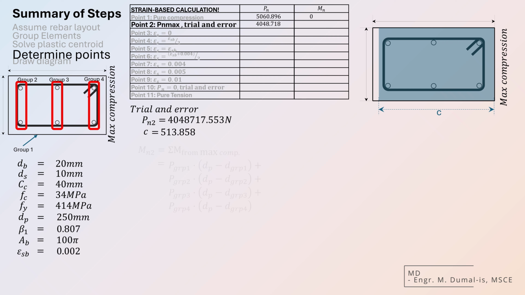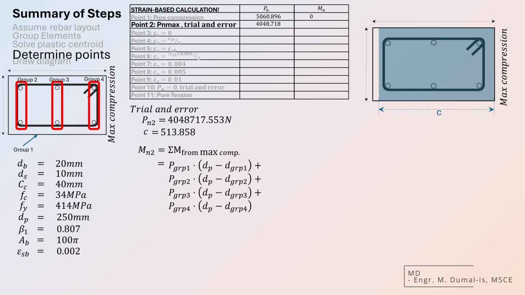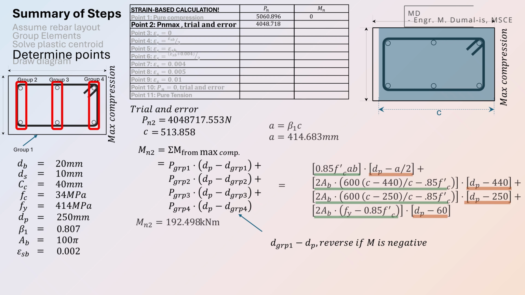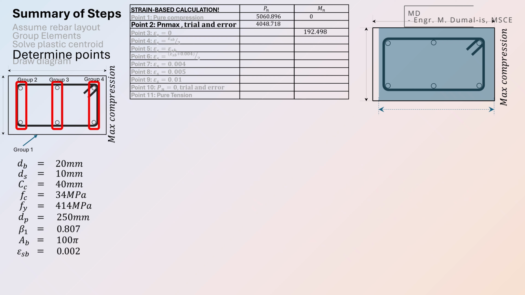To do this, we take the force in each group and multiply by its distance from the plastic centroid. That's dp minus d. If the result is negative, it just means the distance was taken in the opposite direction. We simply reverse it. We already know C, so we can solve for A, and then calculate the force for each group. The outcome is 192.498. And with that, we've completed point 2 of the interaction diagram.